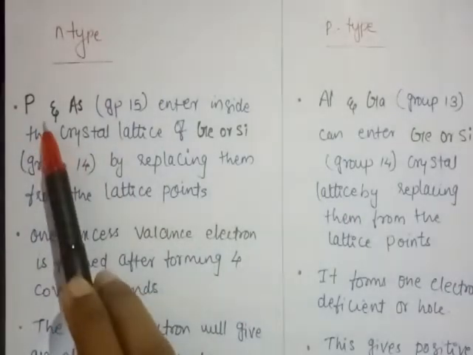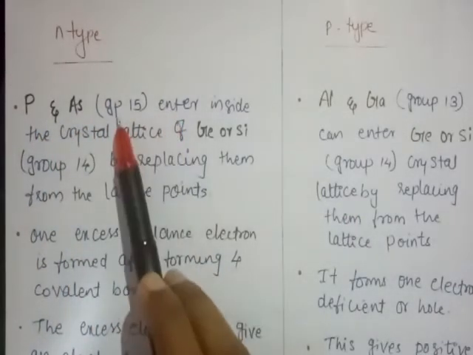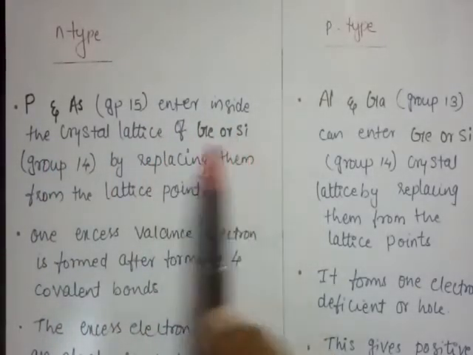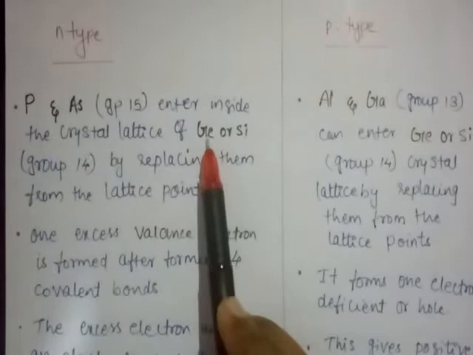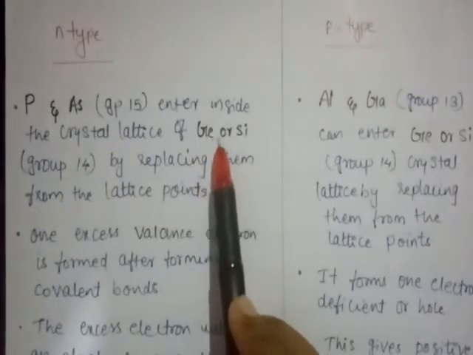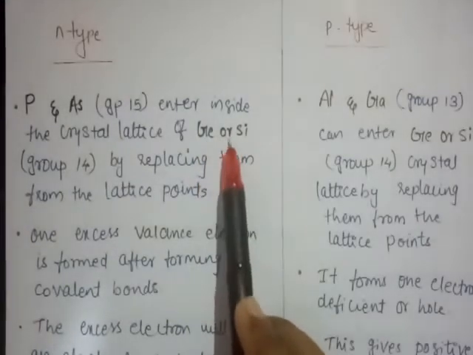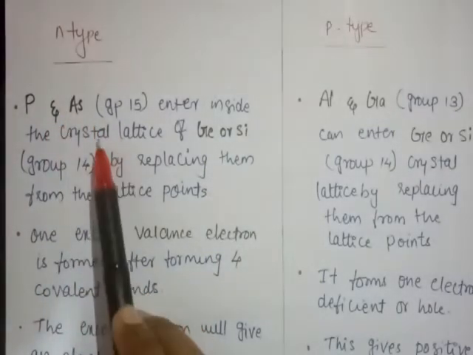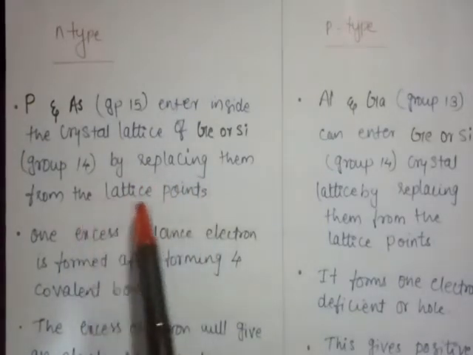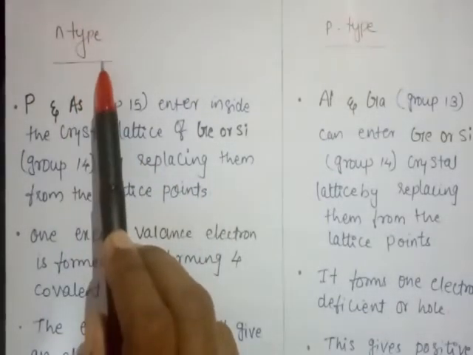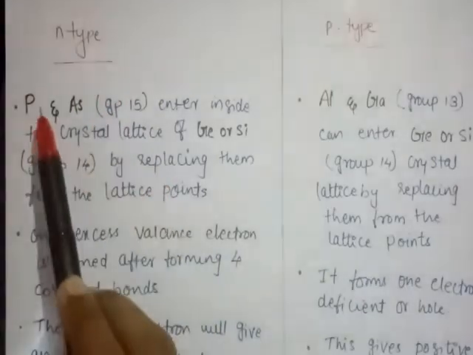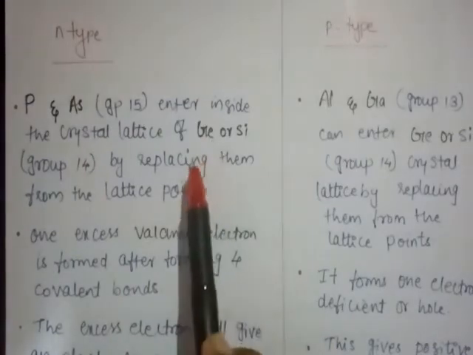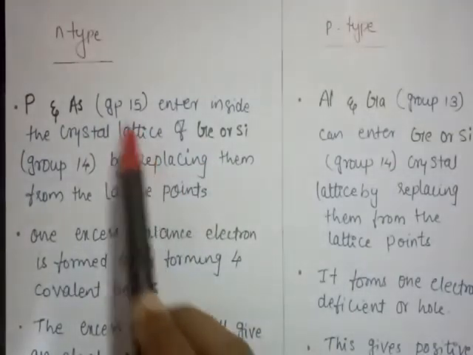In N-type, phosphorus and arsenic, which are group 15 elements, enter the crystal lattice of germanium or silicon, which are group 14. Germanium or silicon is our intrinsic semiconductor, and we are adding impurities like phosphorus and arsenic into it. By replacing atoms at the lattice points, it is called an N-type semiconductor. So when we add phosphorus or arsenic into the intrinsic semiconductor, that type of semiconductor is called N-type.